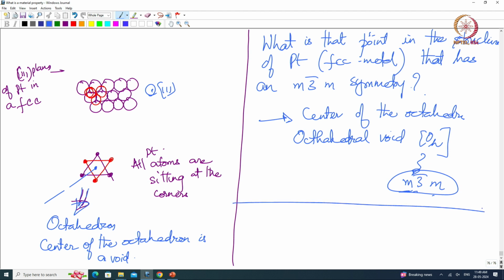So, that is the simplest explanation in case of an FCC metal, right. Now, let us look at more examples, right. An FCC metal has an M3 bar M symmetry, we will come back to that later on, right. But first let us visualize a few more crystals, right. Let us do some visualization, right. So, what are these crystals?